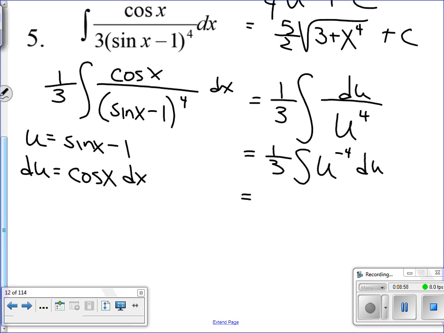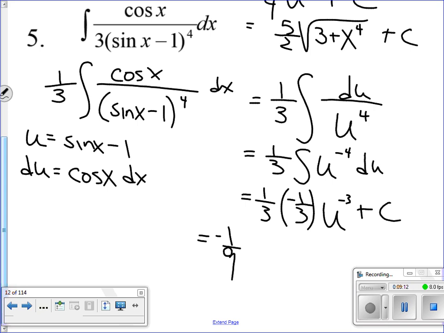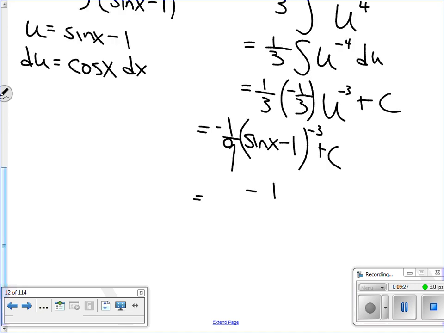Now you can apply the power rule. You're going to add 1 to the old exponent. Negative 4 plus 1 is negative 3. So you need to multiply by a negative 1/3. So we have negative 1/9 u to the negative 3 plus c. And u is sine x minus 1, sorry. And you could rewrite that if you wanted to write it without a negative exponent. You could also write this as negative 1 over 9 times (sine x minus 1) cubed plus c. That'd be up to you.